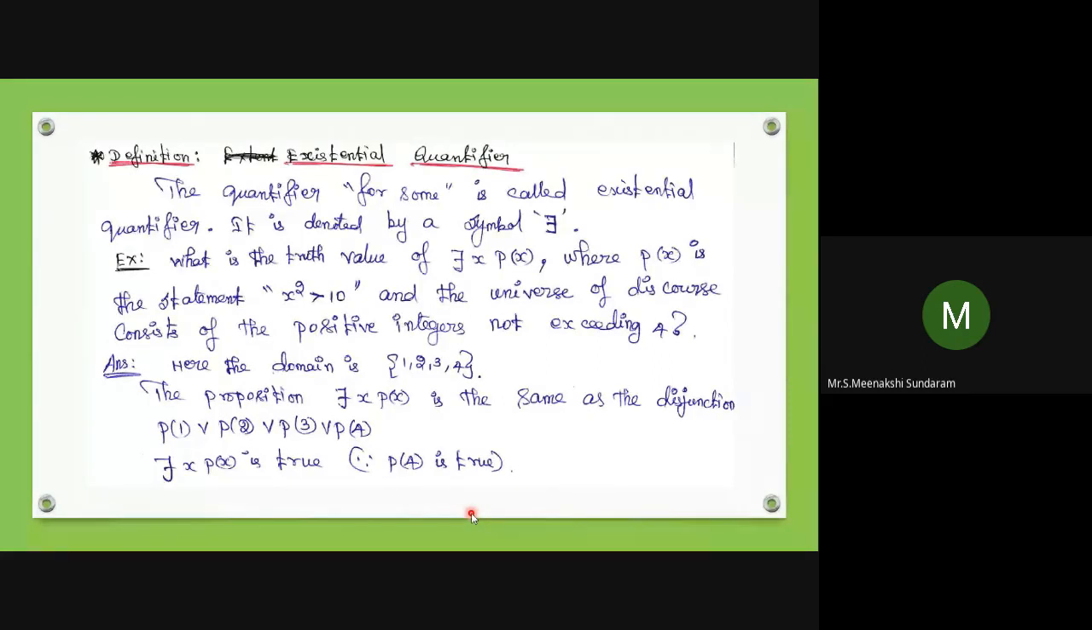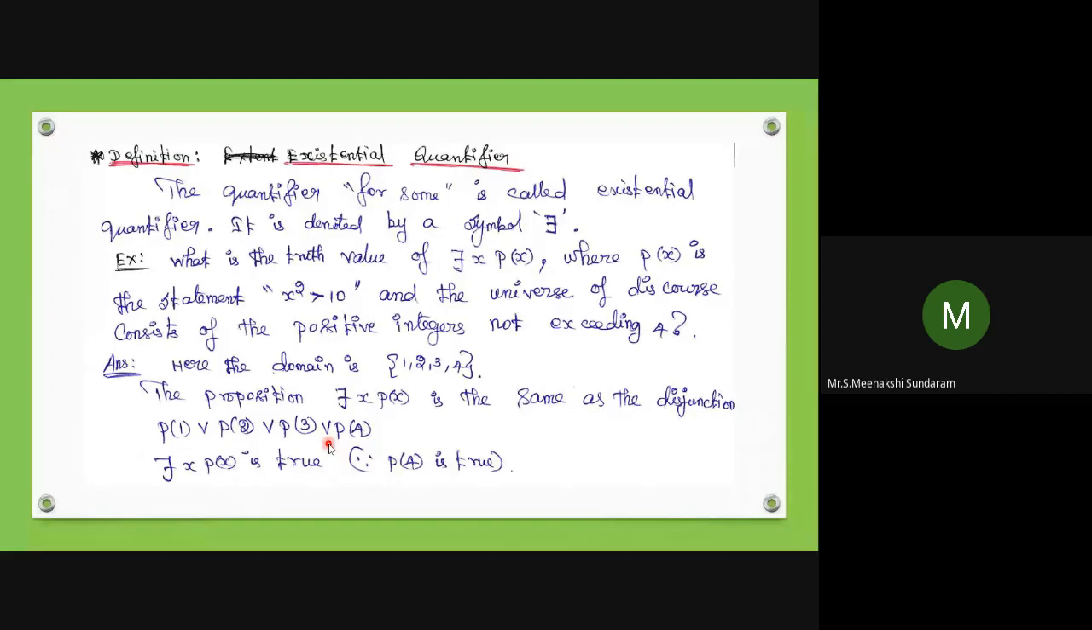The proposition there exists x P of x is the same as the disjunction P of 1 or P of 2 or P of 3 or P of 4. In a disjunction, if at least one statement is true, the output is true. If it is a conjunction, all the values must be true for the output to be true. Here P of 4 is true, that's why it is a disjunction. Don't bother about the other three false statements. Only one statement, P of 4, is true. That's why the truth value of the given proposition is true. That is the existential quantifier and the universal quantifier.